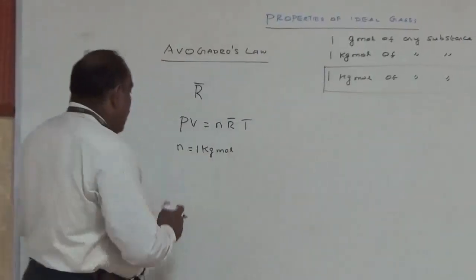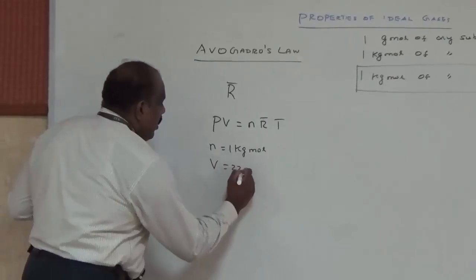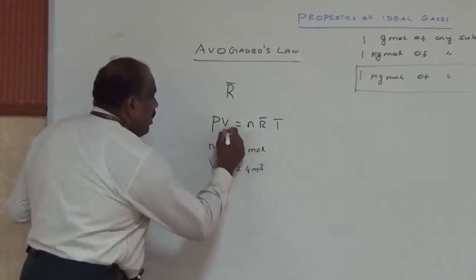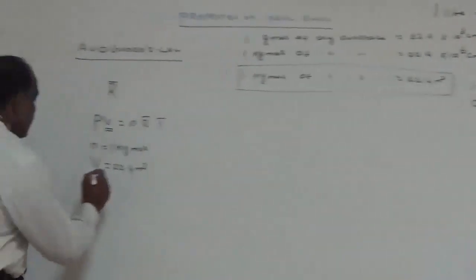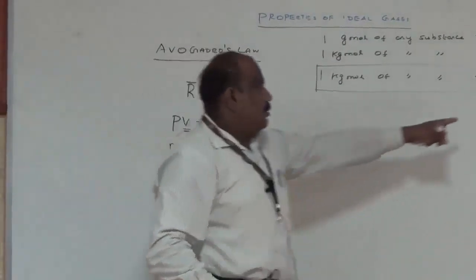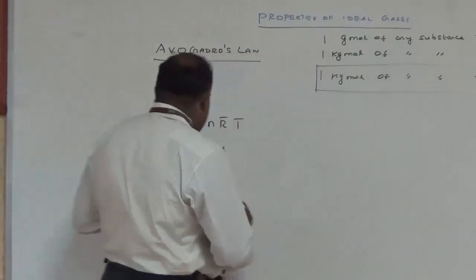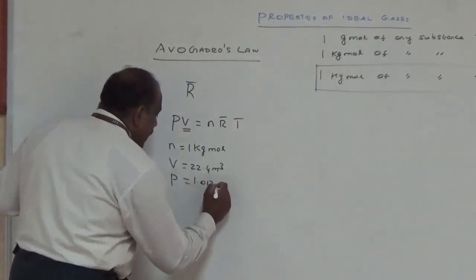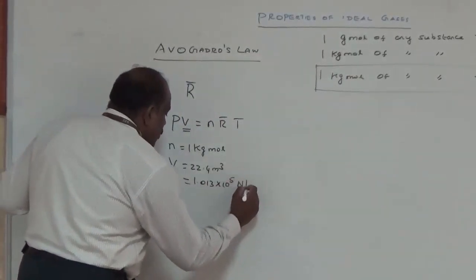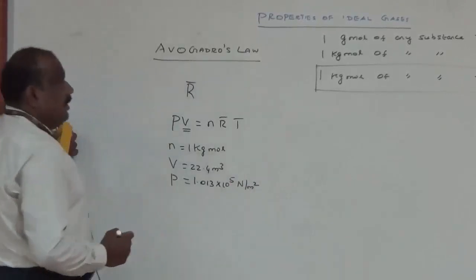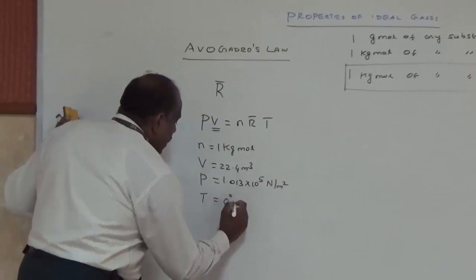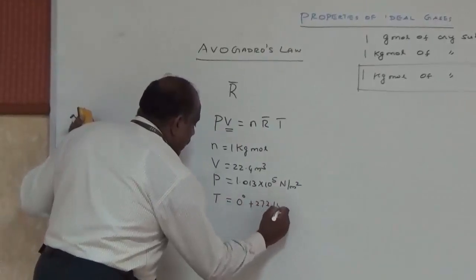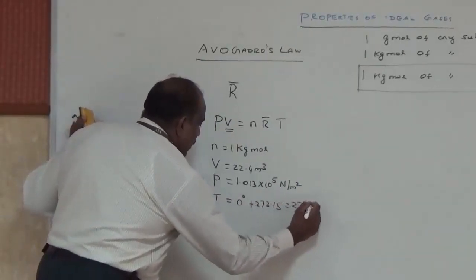So what will be the volume? Volume will be equal to 22.4 meter cube. What about the pressure? The pressure is defined already. It should be 1 atmospheric pressure, so it is 1.013 into 10 power 5 Newton per meter square. And what about the temperature? Temperature is 0 degree plus 273.15, which is equal to 273.15 Kelvin.